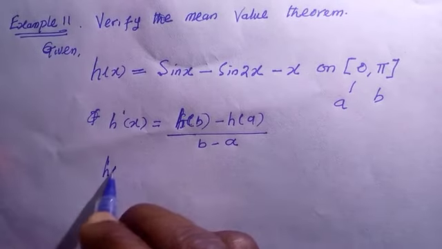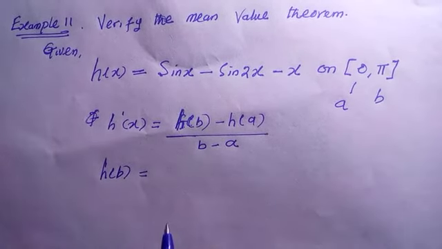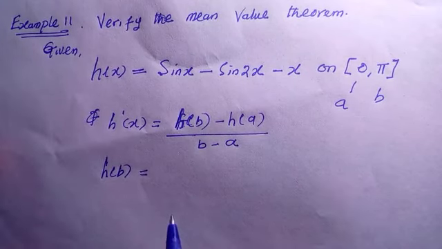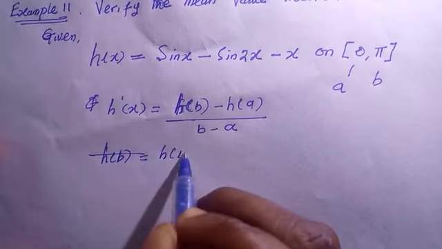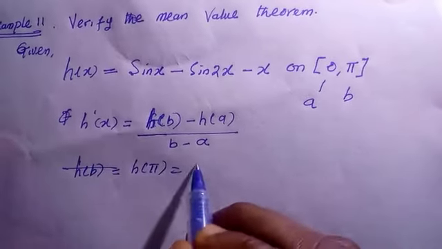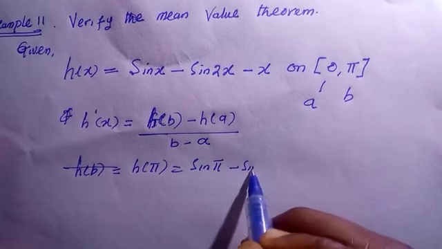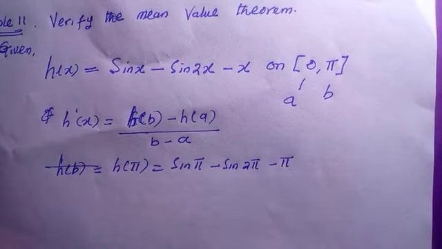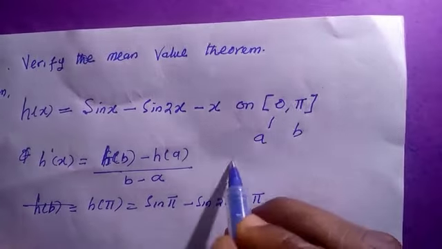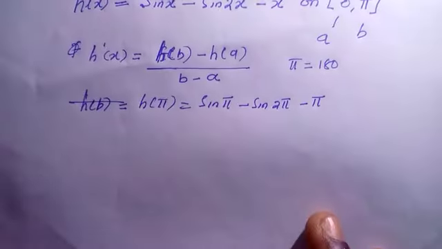All right, so we need to provide h of b, and to do that, we know the value of b. Let me replace that b with pi, that is, anywhere we see our x in the sine, we are going to replace it with pi. We have sine pi minus sine 2 pi minus pi. And here the value of pi is 180, so just take note of this, that pi is 180.